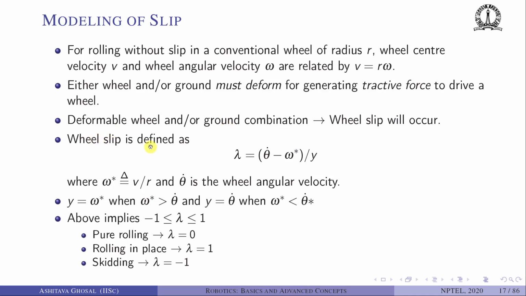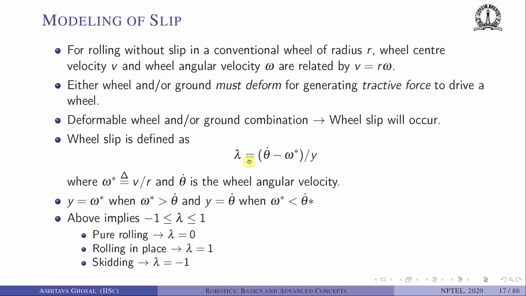And without a deformable wheel and/or ground combination, we cannot move. So wheel slip needs to happen to generate tractive force, and for that we need some deformation either in the wheel or in the ground. The wheel slip can be defined as the ratio of theta dot minus omega star divided by y. Okay, so let me explain.